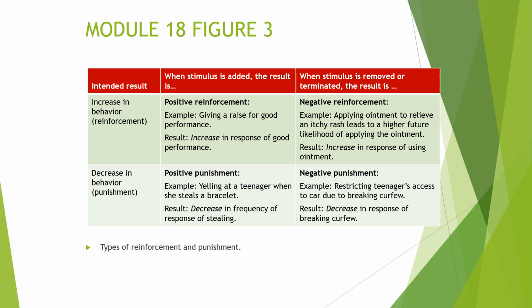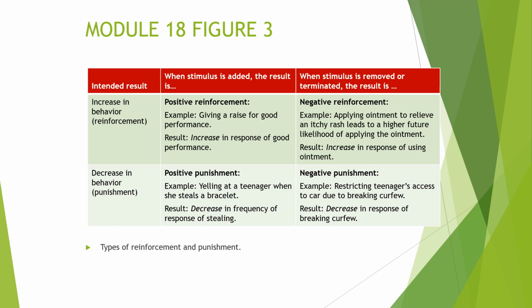So increasing the behavior occurring again is reinforcement. Positive is you're giving something, right? Something good. You're given a raise for good performance. The result is that you're going to continue to perform well. Negative is you're taking something away, something that you don't like. So applying ointment to relieve an itchy rash leads to the likelihood that in the future, whenever you have a rash, you're again going to apply the ointment because you want to take away that itchiness.